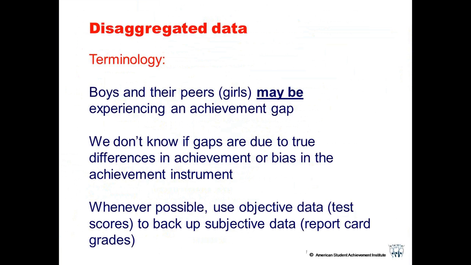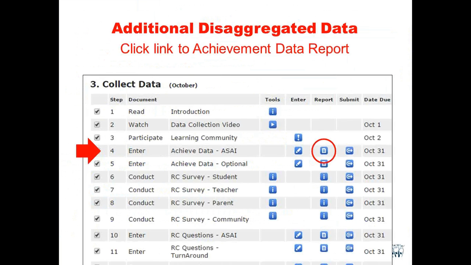Also, whenever possible, please use objective data like test scores to back up any subjective data like report card grades. So we're always wanting the data to be as objective as possible. Okay, so let's look then at where you can find additional disaggregated data.